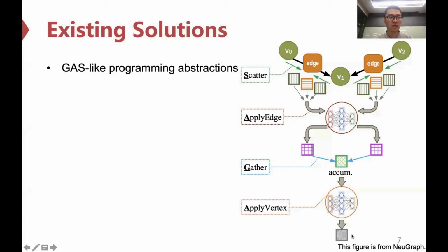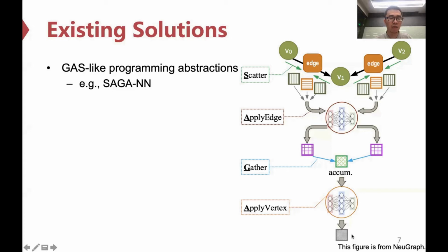Inspired by the vertex-centric programming models like GAS used in graph processing systems, some GAS-like programming models for GNN have been proposed. SAGA-NN is proposed in NeuGraph. The computation of a GNN layer is divided into 4 stages: scatter, apply edge, gather, and apply vertex.